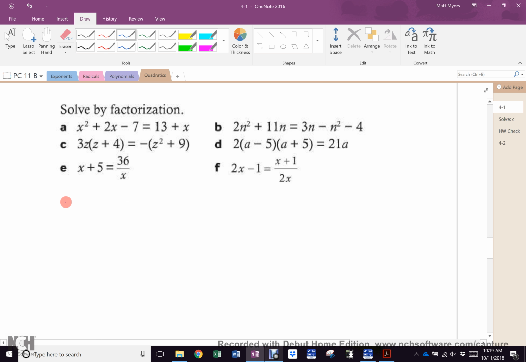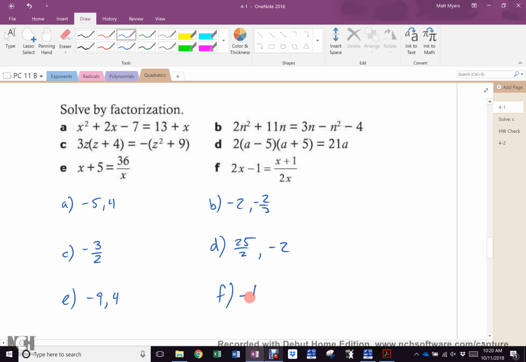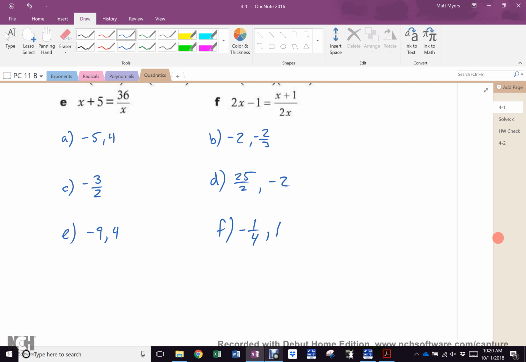Page 73. A: negative 5 and 4. B: negative 2 and negative 2/3. C: negative 3/2. D: 25/2 and negative 2. E: negative 9 and 4. And F: negative 1/4 and 1 are my calculations. Is everybody happy with that? Does anybody need to see any of them? D and F. All right, let's have a look at them.